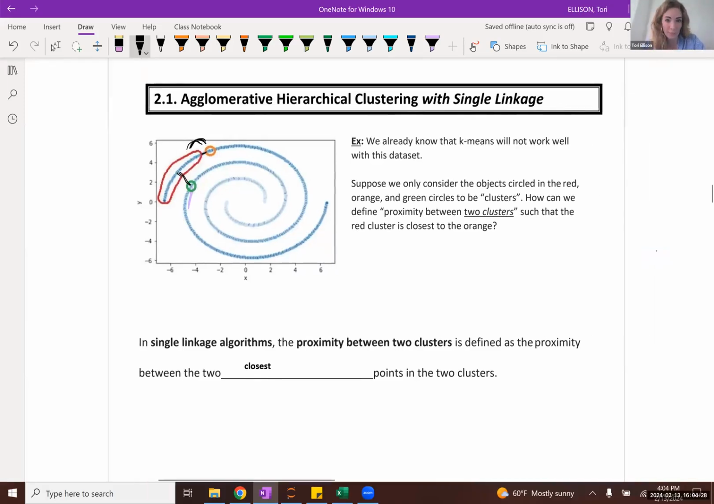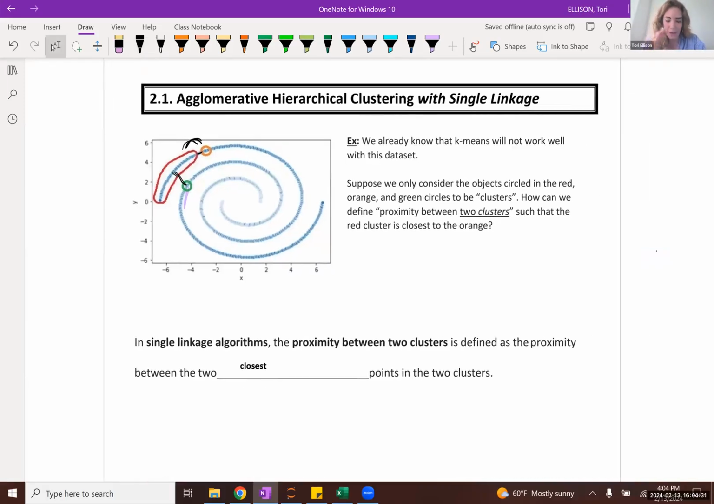So the nice thing about using a hierarchical agglomerative clustering algorithm that uses single linkage to define the distance between two clusters is that it is actually the first algorithm that we've discussed that allows us to identify non-convex clusters, as we're seeing here. So that's one cool thing about it.